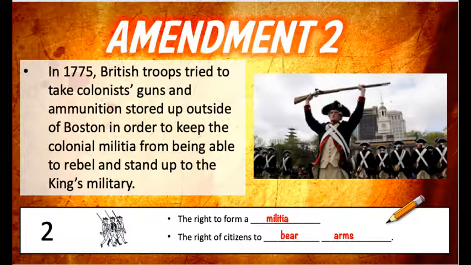The Second Amendment came about because in 1775, British troops tried to take colonists' guns and ammunition that was stored up outside of Boston in order to keep the colonial militia from being able to rebel and stand up against the king's military. So they put the right to bear arms in there because the British were trying to take the colonists' supplies. So they put in Amendment number 2, the right to form a militia and the right of citizens to bear arms.